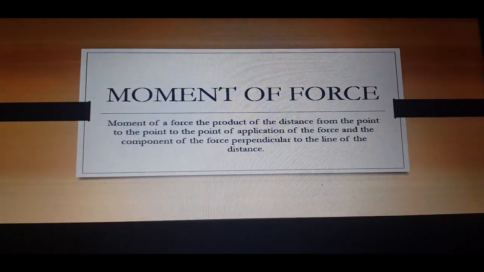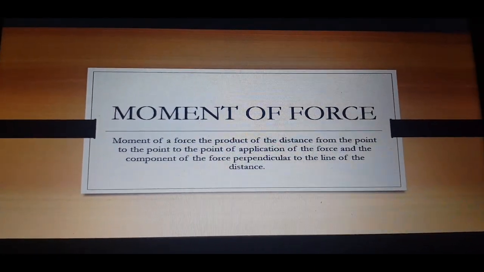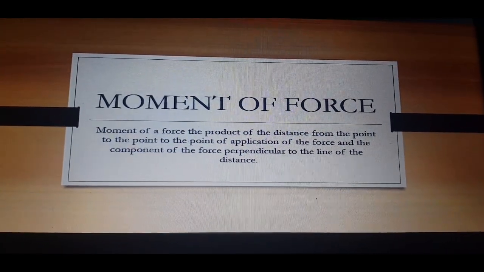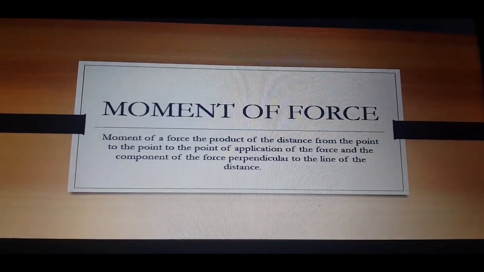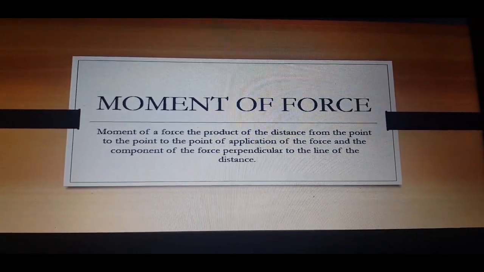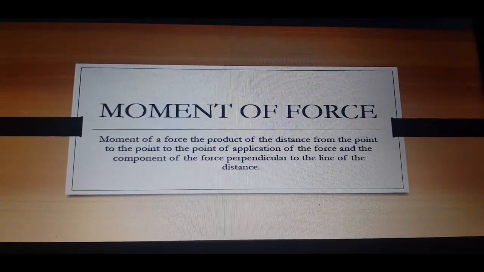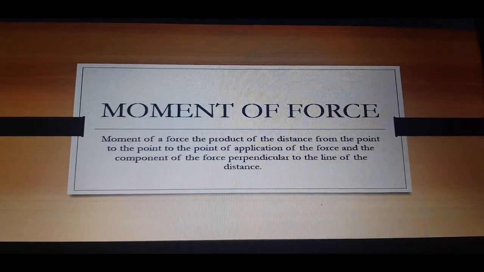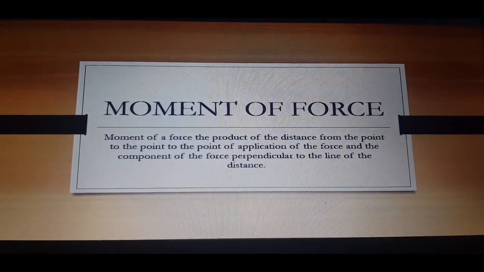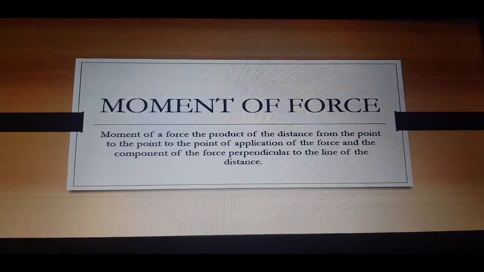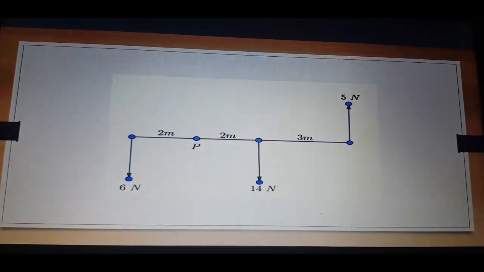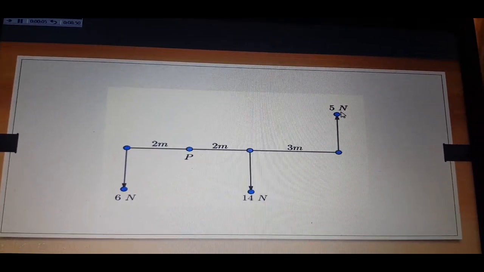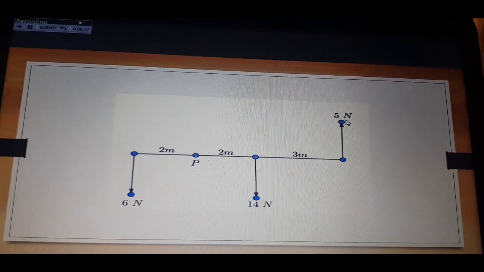So then our moment of force. When we say moment of force, it is the product of a distance from point to the point of application of force and the component of force perpendicular to the line of distance. So this is the line, this is point to point, this is our point, let's say point 1 as 5 Newton.